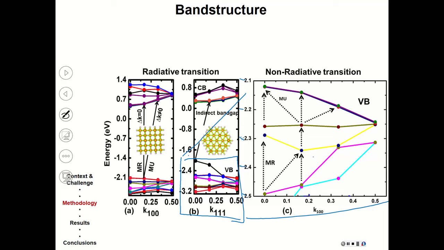is that luminescence, or is that phonon modes? Your MR and MU arrows, going from about negative 2.1 to 0.7. Is that luminescence or is that phonons? So it's non-radiative. I think it's just an illustration to show that those are two kinds of processes.